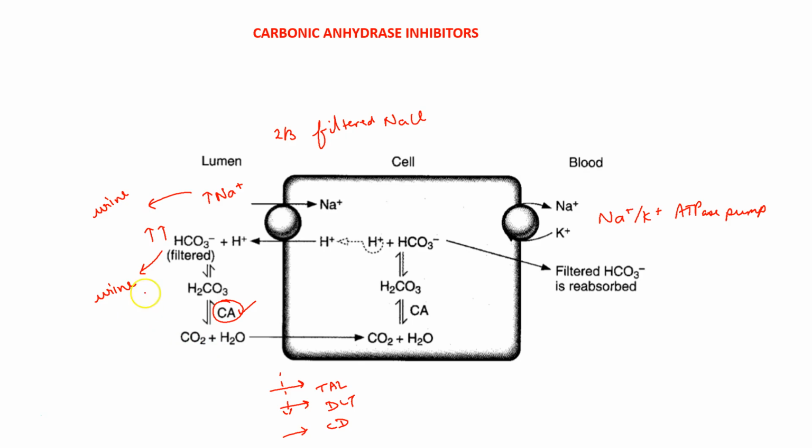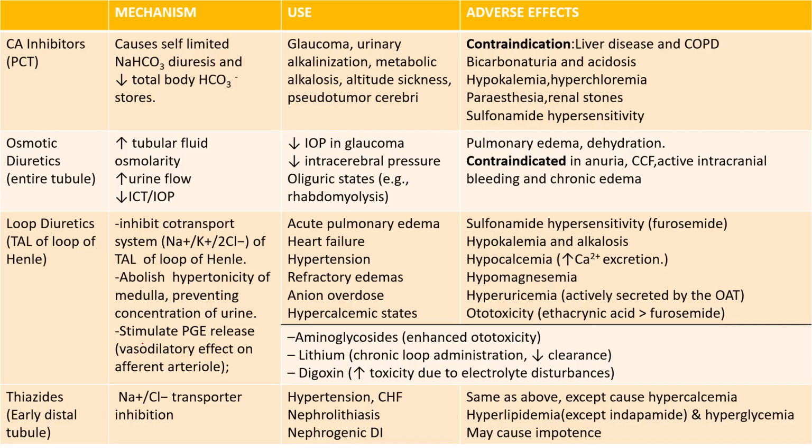The increased amount of bicarbonate excreted in the urine can result in metabolic acidosis. So carbonic anhydrase inhibitors like acetazolamide cause self-limited bicarbonate diuresis and decrease the total body bicarbonate stores. They are useful in glaucoma and alkalinization of urine. They are also useful in metabolic alkalosis and altitude sickness or mountain sickness and in pseudotumor cerebri. They can cause bicarbonaturia and acidosis.